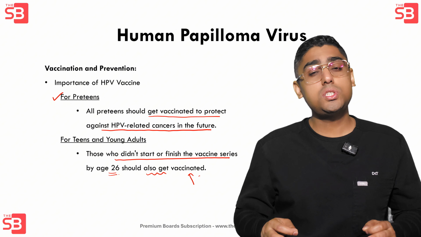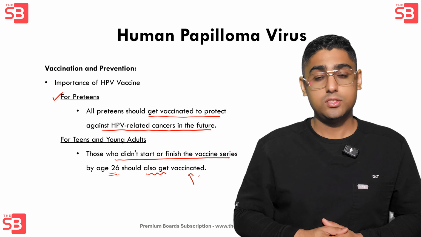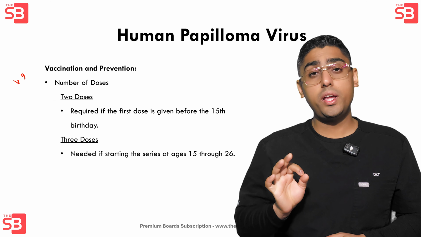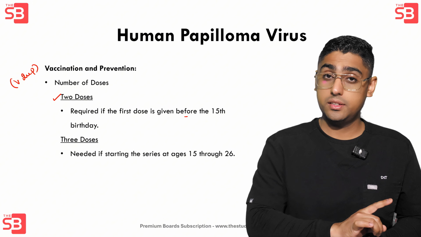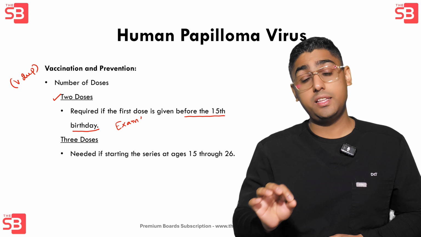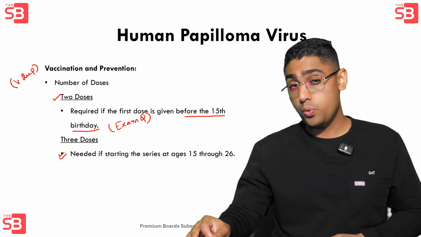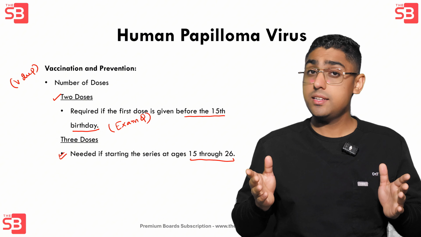Now, the next question that is being asked is, what is the number of doses that is being given? Two doses are required if your first dose is given before your 15th birthday, and 3 doses are needed if starting the series at the ages of 15 through 26. This is very important.